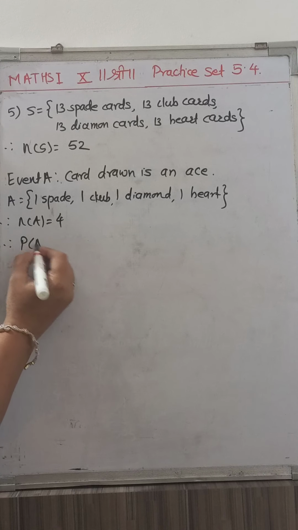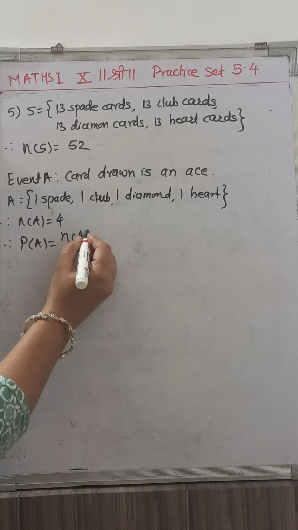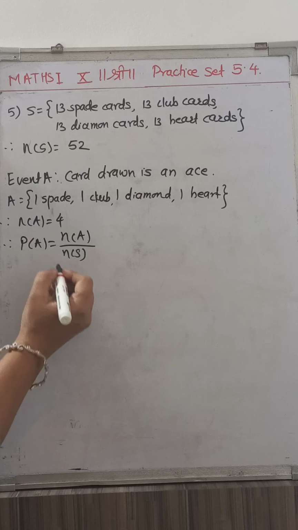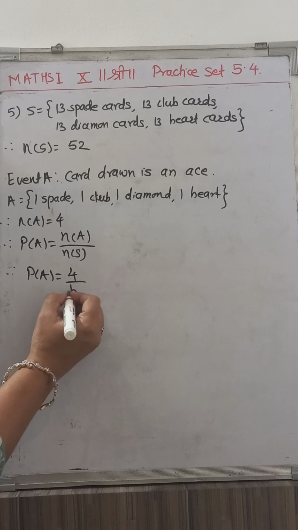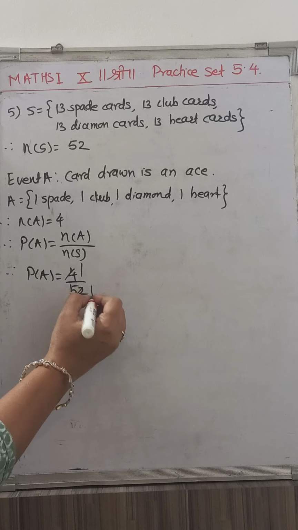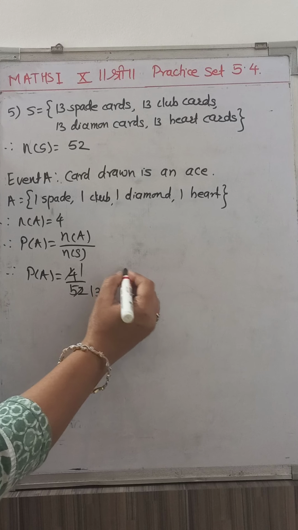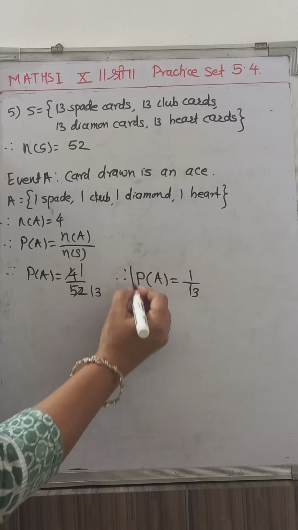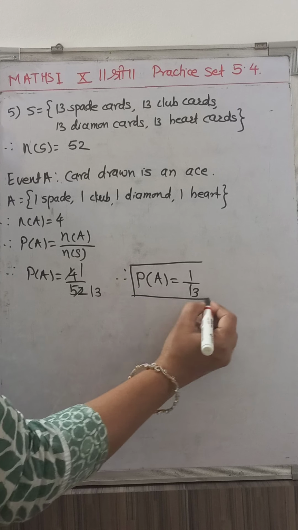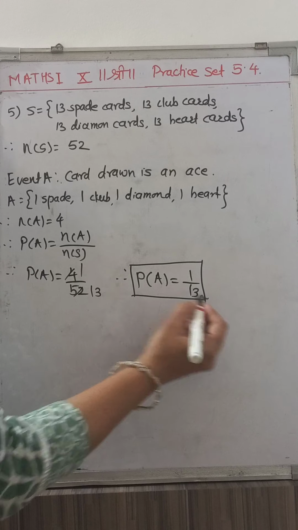Therefore P of A is equal to n of A upon n of S. Therefore P of A is equal to 4 upon 52. 4 1s are 4, 4 13s are 52, and therefore P of A is equal to 1 upon 13. So probability of event A is 1 upon 13.